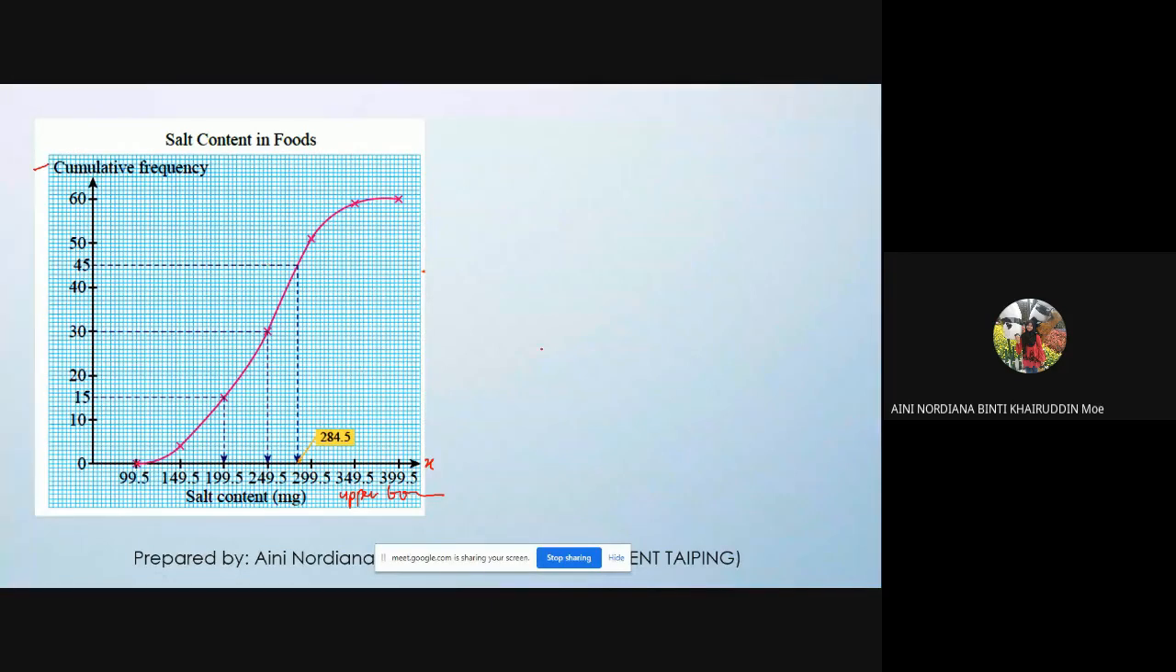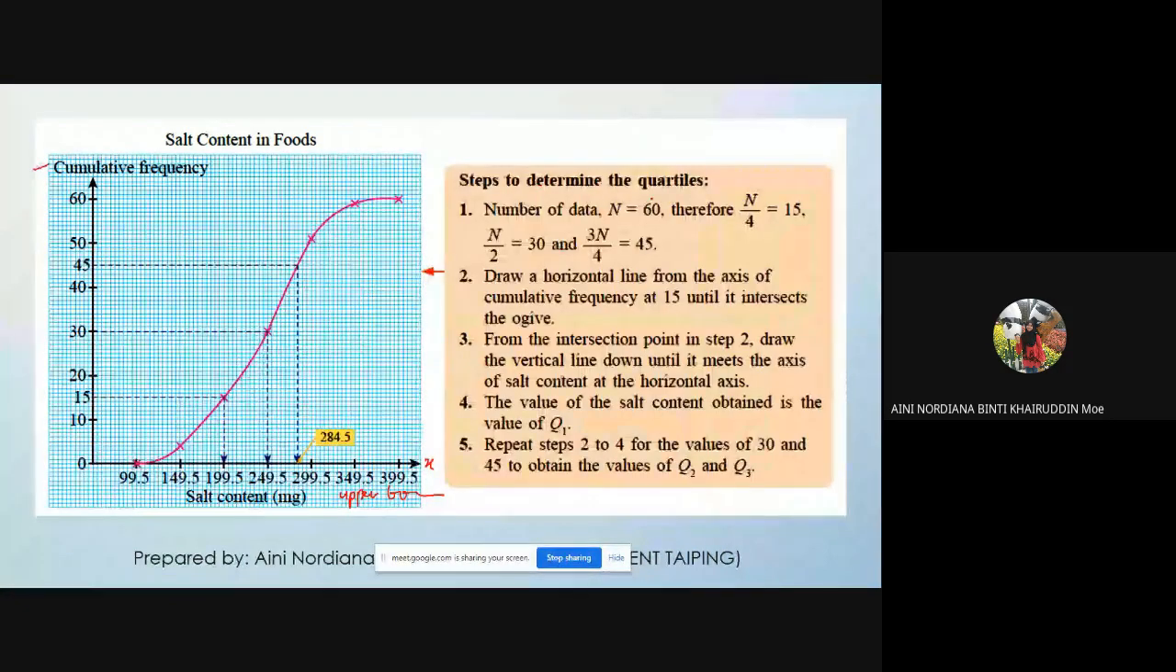So we want to find the quartiles. First, the number of data is 60. Therefore for the first quartile, n over 4 equals 15. This one is for Q1, the first quartile, this one for the median and the third quartile. So this is the formula. From here, 15, 30 and 45 are taken from the cumulative frequency. Okay, 15 to the graph and then to the x-axis.